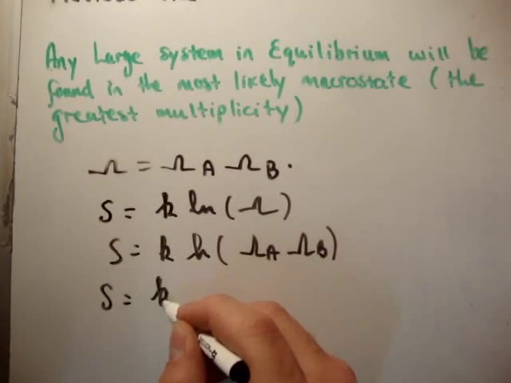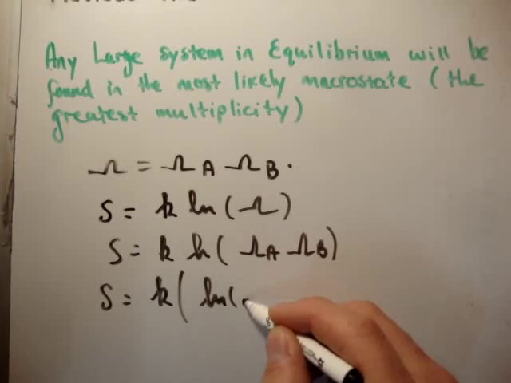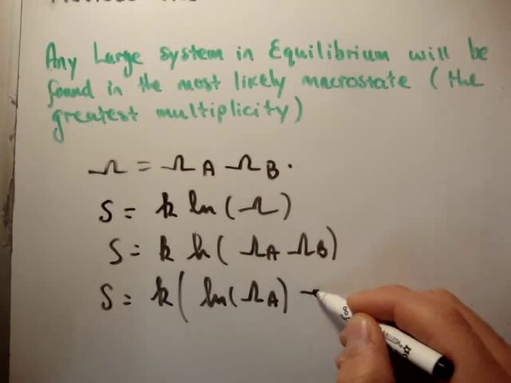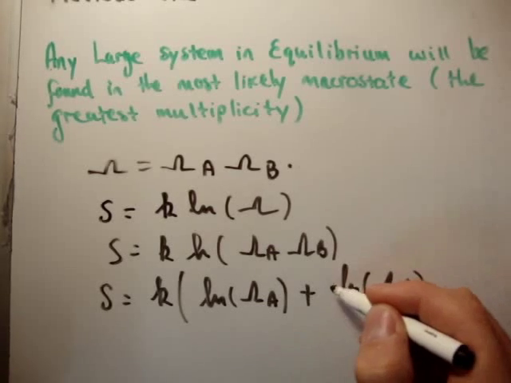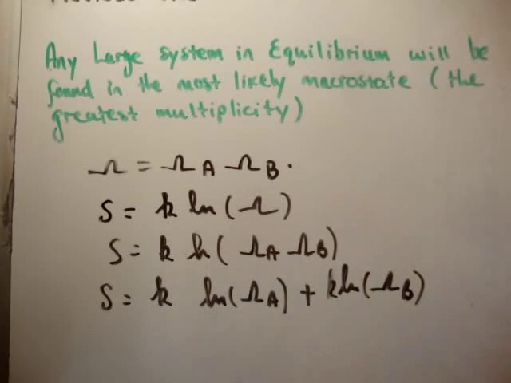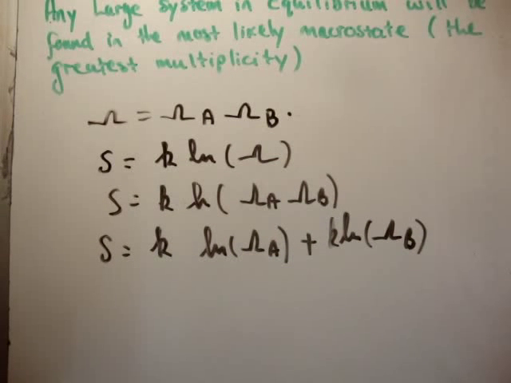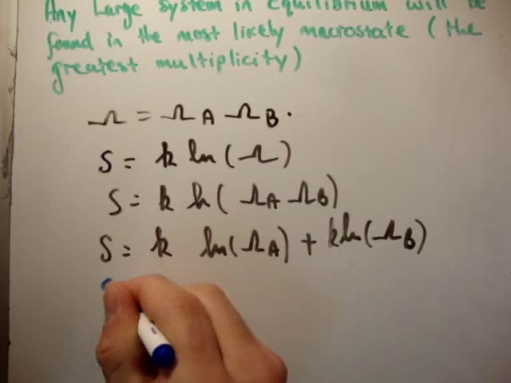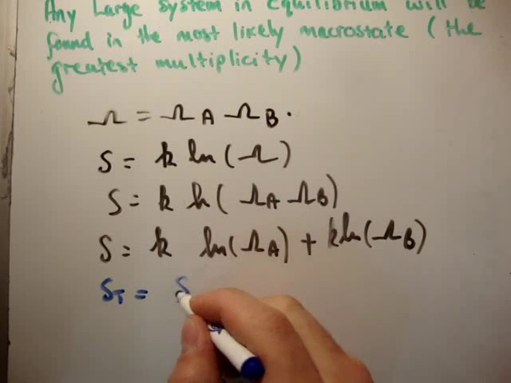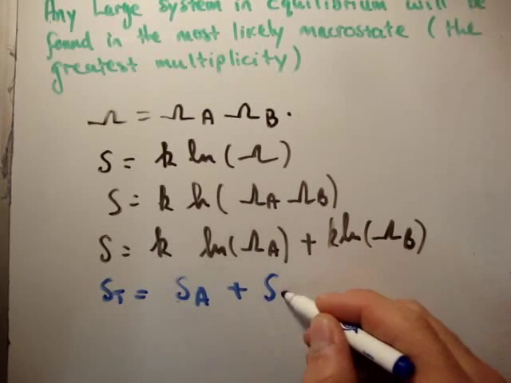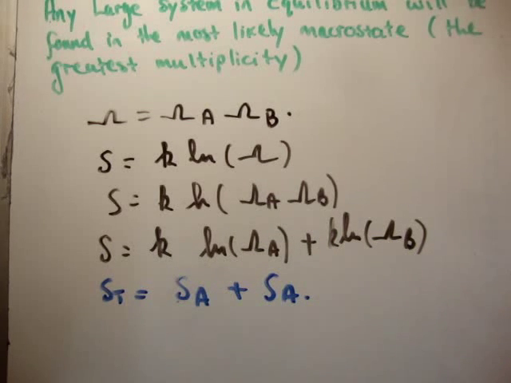Using our rules of logarithms, that's k outside the natural logarithm of the multiplicity of a plus the natural logarithm of the multiplicity of b. And we can rearrange this as the total entropy is the sum of the individual entropies. And that's a very neat property.